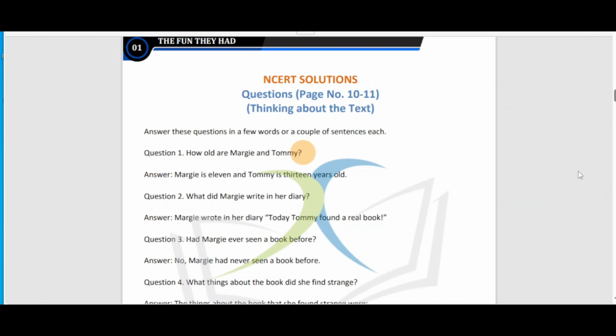So first one, how old are Margie and Tommy? What is the actual age of Margie and Tommy? As the chapter suggests, Margie is 11 and Tommy is 13 years old. Margie is younger than Tommy.